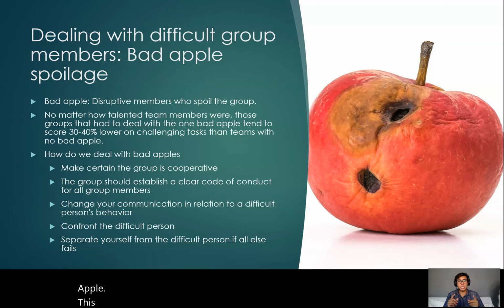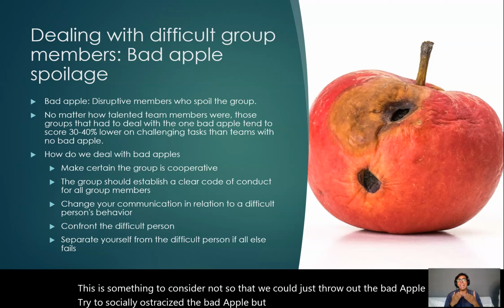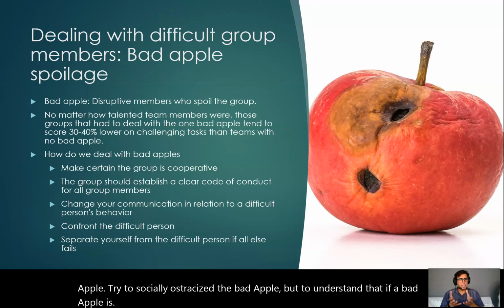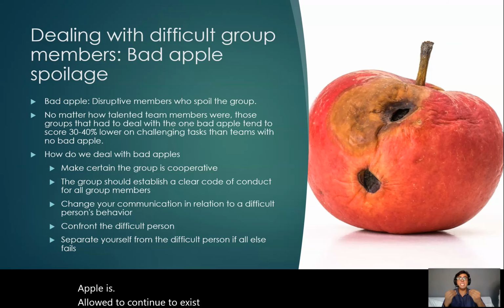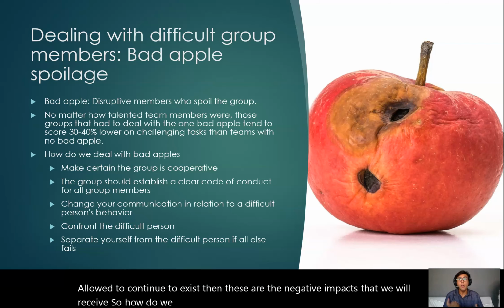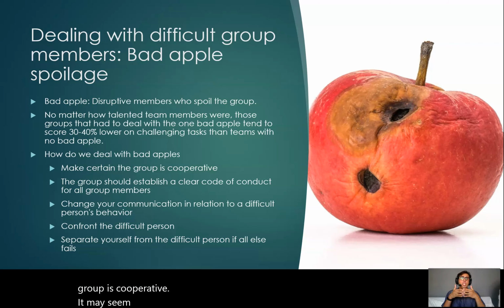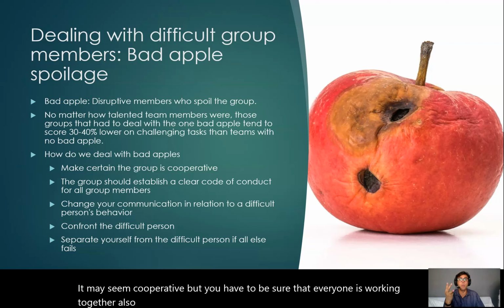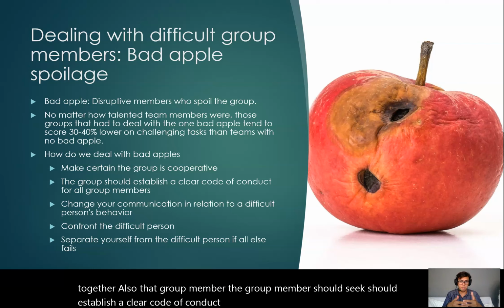This is something to consider, not so that we could just throw out the bad apple and try to socially ostracize the bad apple, but to understand that if a bad apple is allowed to continue to exist, then these are the negative impacts that we will receive. So how do we deal with these bad apples? First, by making certain the group is cooperative. It may seem cooperative, but you have to be sure that everyone is working together. Also, the group should establish a clear code of conduct for all group members.